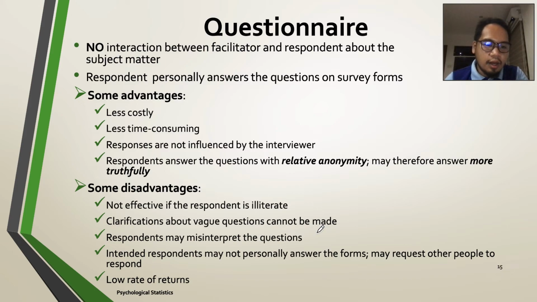So, other disadvantages of questionnaires. There are quite some technicalities there. Intended respondents may not personally answer the forms. They may request other people to respond, especially if they're busy people, owners, CEOs, or the staff. So you don't really know. And there is a low rate of returns, so that's why you cannot rush the data gathering procedure, especially if it is quantitative research. You should give it enough time, because your participants may be busy people in the first place. So expect that there is a low rate of return. So that's for the questionnaire.